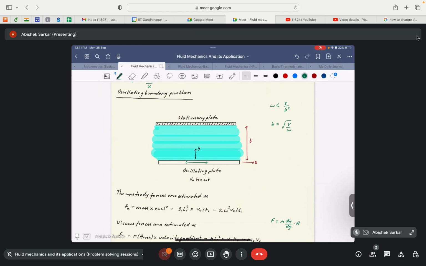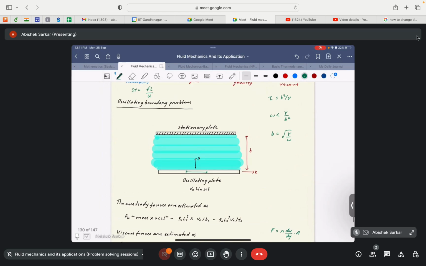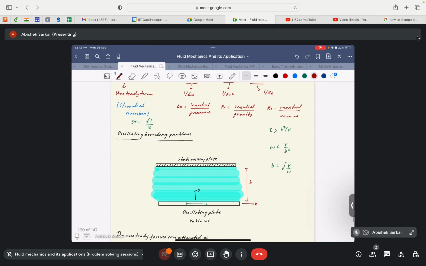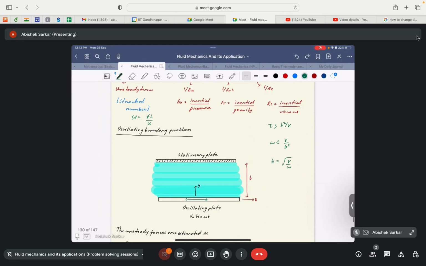Or ideally I can also write tau is equal to b square by nu. So if omega is less than nu by b square, it basically means that tau is greater than b square by nu, where b square by nu represents the characteristic time scale of the oscillation of the plate.